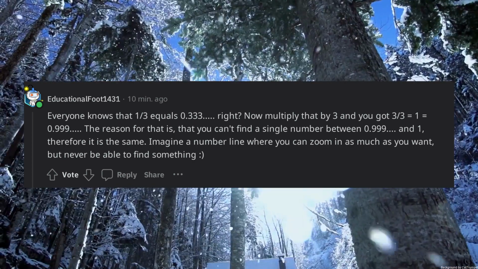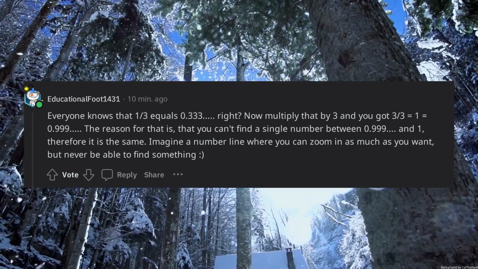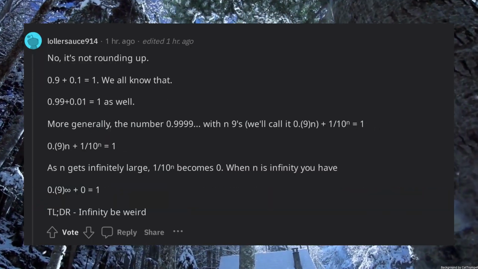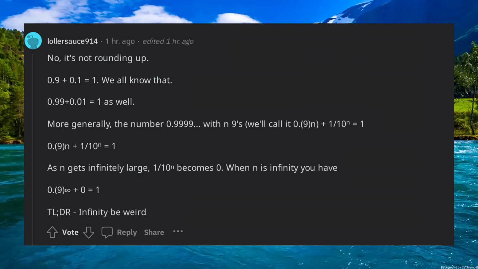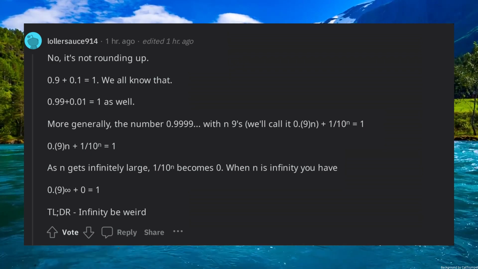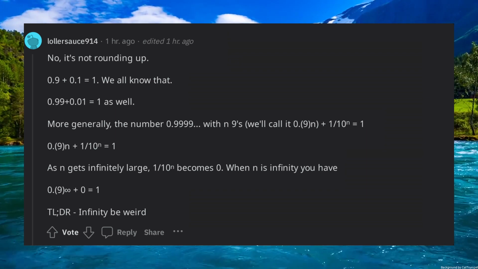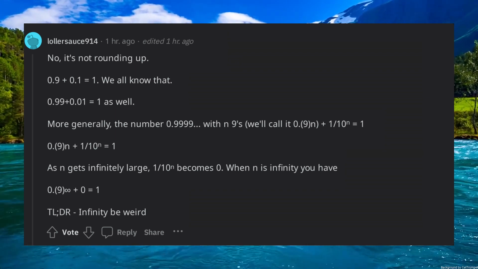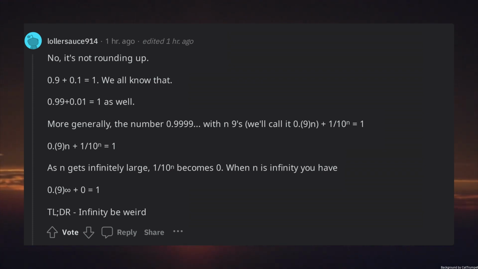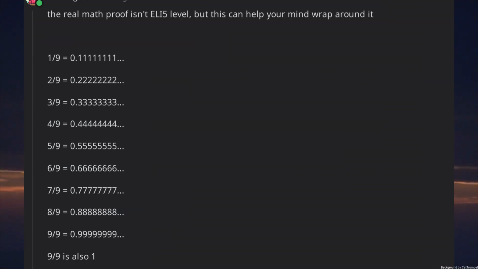the same. Imagine a number line where you can zoom in as much as you want, but never be able to find something. No, it's not rounding up. 1/9 is 0.1, 1/99 is 0.01. We all know that. More generally, the number 0.999... with n 9's we'll call 1 minus 1/10^n. As n gets infinitely large, 1/10^n becomes 0. When n is infinity you have 1 minus 0, which is 1. TLDR: infinity be weird. The real math proof isn't ELI5 level, but this can help your mind wrap around it.